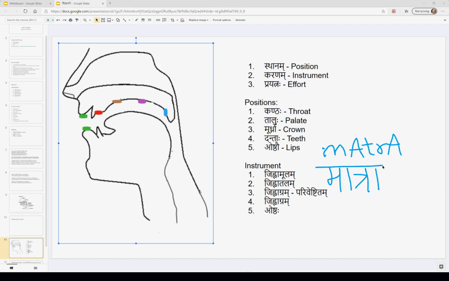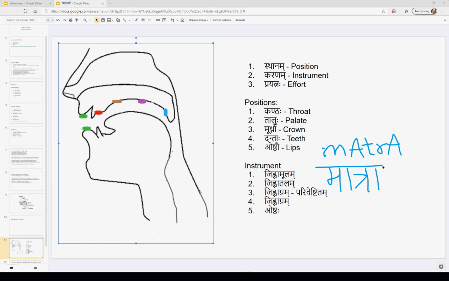Namaste. Nowadays we have scientific devices which can measure things. Even these matras of duration can be measured, and the frequencies of these sounds and vibration patterns can also be measured. Those measurements have all been done on various language speakers.